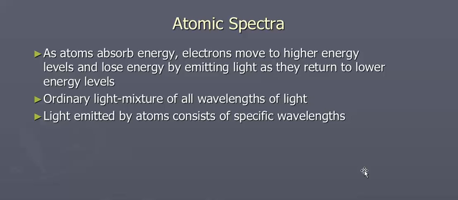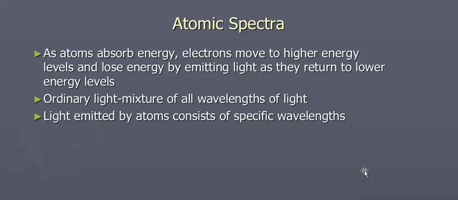So how does light come about? Well, as atoms absorb energy, electrons move to higher energy levels. So electrons do not always stay in the ground state. They move to higher energy levels. But they don't like to be in the high energy levels. They like to be close to the nucleus. So they lose the energy by emitting light as they return to lower energy levels, or the ground state.